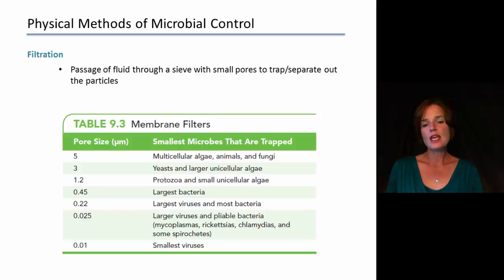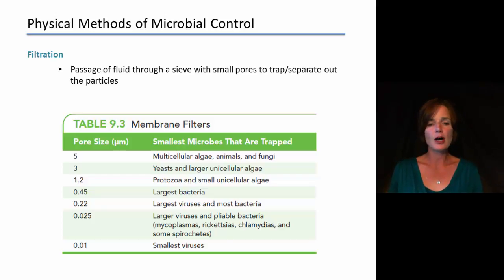Membrane filters have all different pore sizes. This gives you an idea of how small the pore size has to be to filter out different microbes. When we get down to the smallest viruses, they're really hard to filter out because they can be as small as 0.01 microns or micrometers. So that would be the hardest thing to filter out.